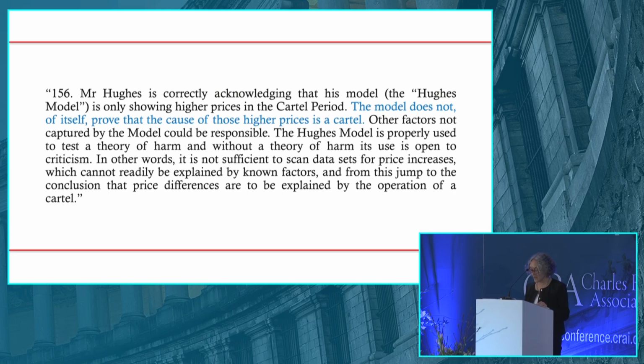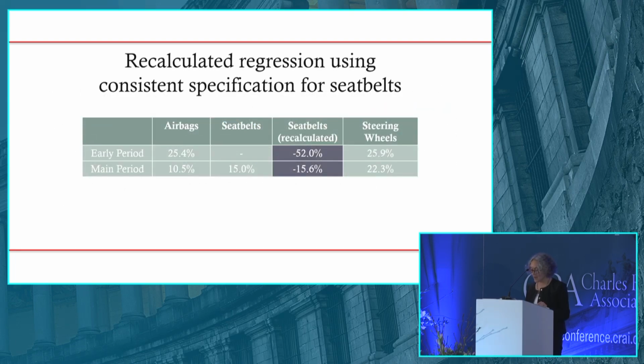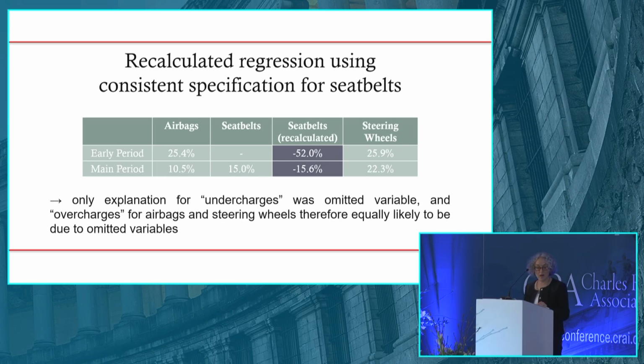specify the model differently for seat belts as compared with the other two products. If the model was rerun, using the same specification for seat belts as for airbags and steering wheels, it produced quite different results shown here, indicating not an overcharge, but a very substantial undercharge for seat belts. And there was no explanation, the tribunal found, for that strange result. So the tribunal concluded that the only possible cause was that there were omitted variables in the regression model, which showed that the regression model was not robust.